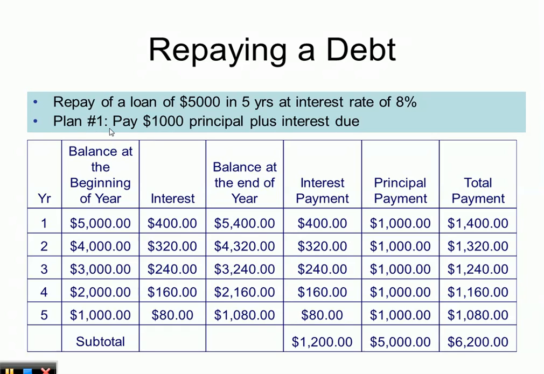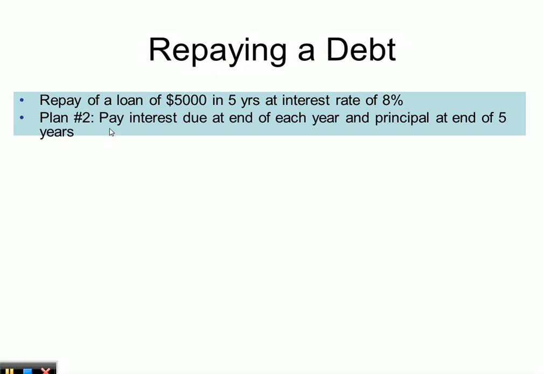So that's according to plan 1. But we could have a different plan, right? There's always going to be a plan B. So what's our other plan? Well, there's actually many plans. So one of them is to pay interest due at the end of each year, and the principal at the end of the 5th year, right? So we're paying only the interest due each year, and we're paying the principal in full at the end of 5 years. So what are we going to have then?